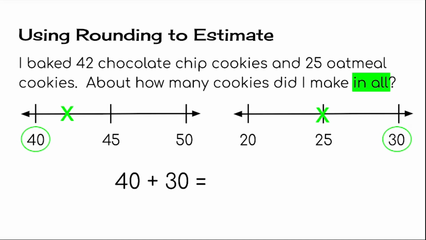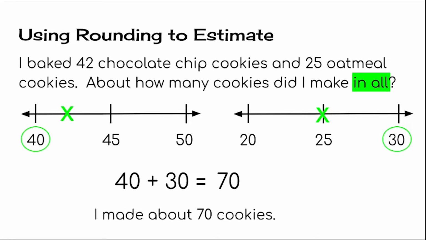In all means adding. So I can add 40 plus 30. And like we talked about earlier, round numbers are friendly. How about if I said add 4 tens and 3 tens? You know 4 plus 3. You're right, that's 7. 7 tens is 70. I made about 70 cookies.